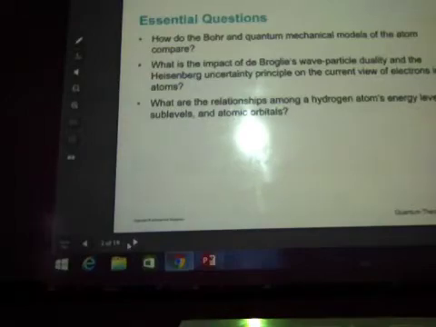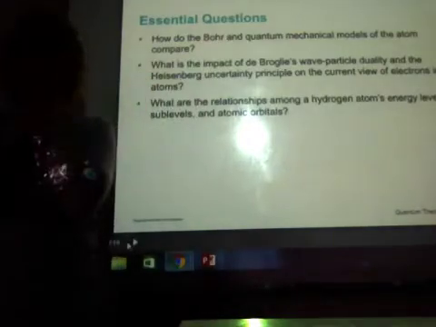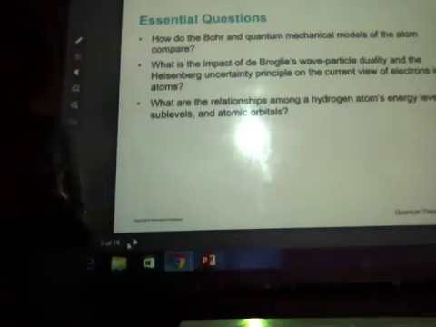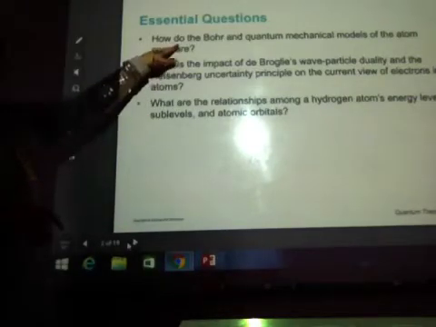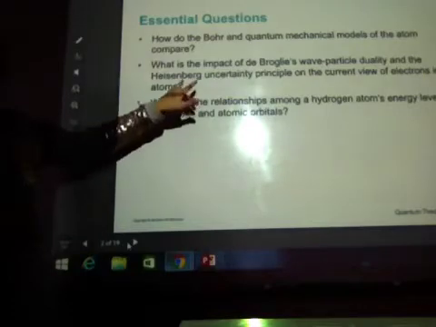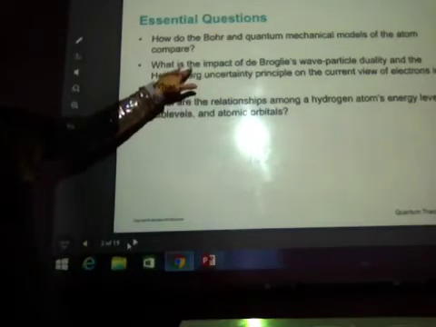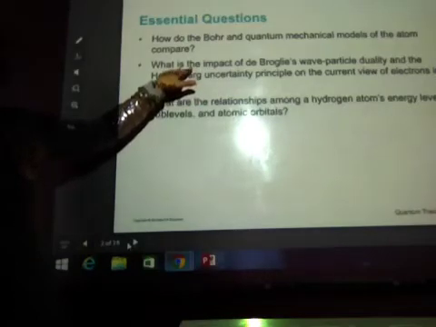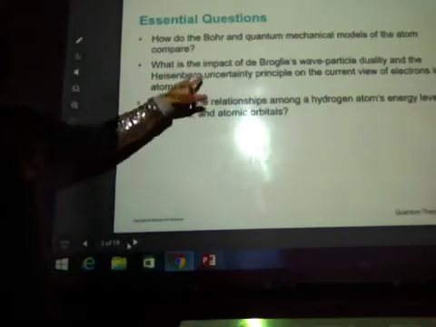Essential questions, these are at the end. Bohr's model. Bohr's model is going to be very big in understanding because we'll use that to look at our electrons and where they're at. So you'll want to understand how to draw and how to use a Bohr's model. De Broglie's wave-particle duality, we'll talk about it. I'll kind of show you it.